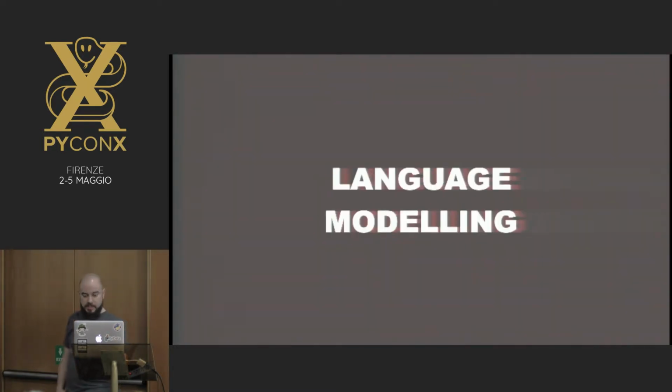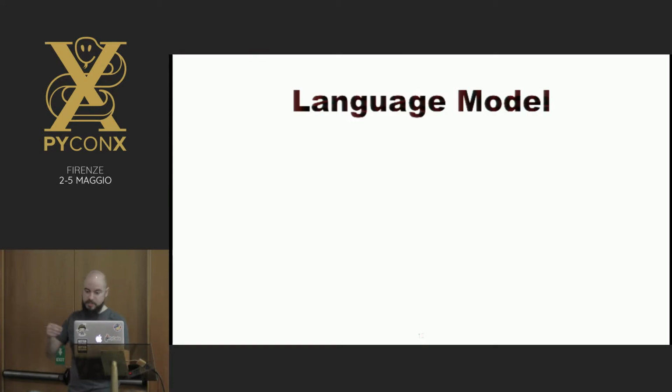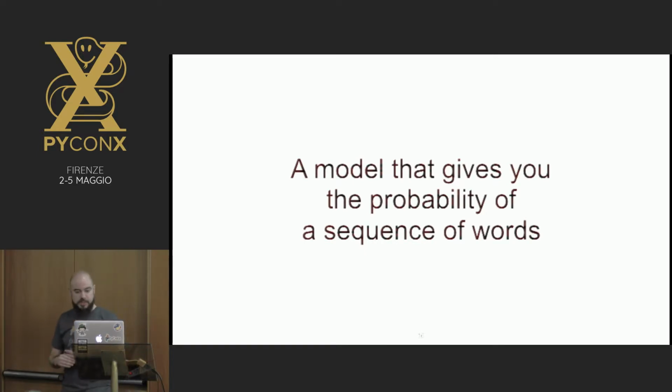So in terms of modeling, how do we get there? We're talking about language modeling, which is something we've been doing as a community for many decades. So language modeling is about building a language model. The starting point is, what is a language model? It's a model that gives you a probability of a sequence of words. A sequence of words could be a phrase, a sentence, or a big chunk of text.